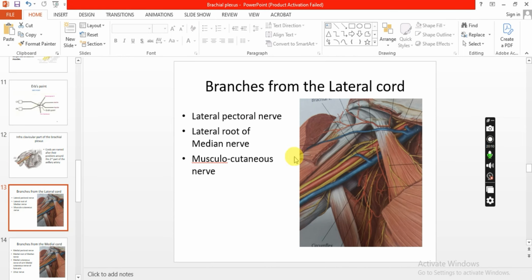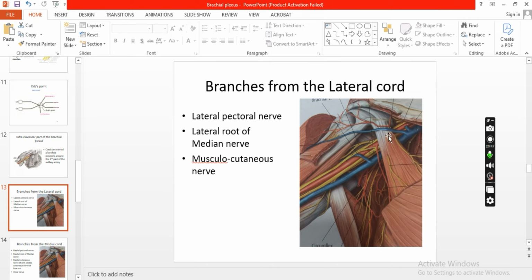So let us see the branches of each cord. The lateral cord gives out three branches. They are the lateral pectoral nerve, the lateral root of the median nerve, and the musculocutaneous nerve. Let us see here. This is the pectoralis minor muscle. On the pectoralis minor, here you can see a nerve coming that is going to pierce the clavipectoral fascia. This nerve is the lateral pectoral nerve, running along the upper margin here.